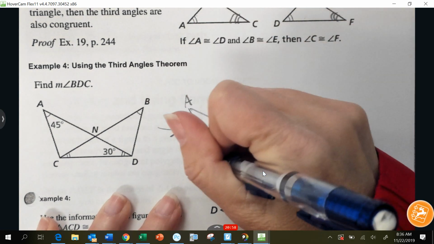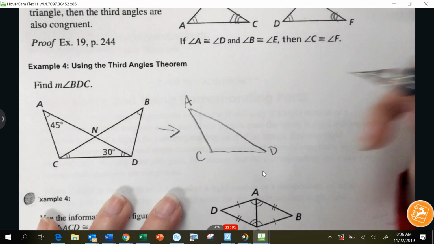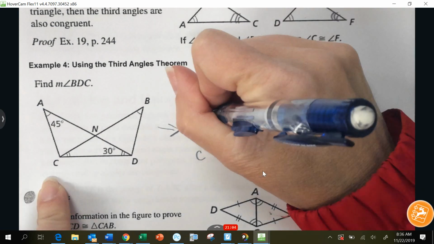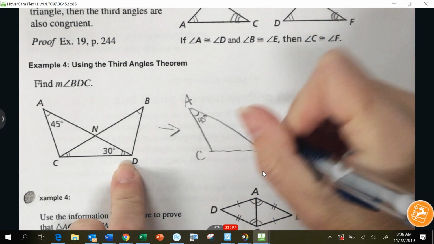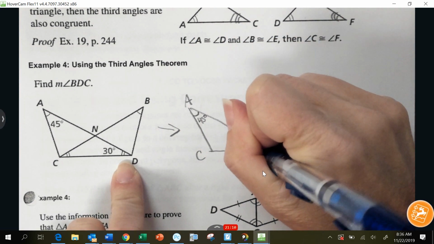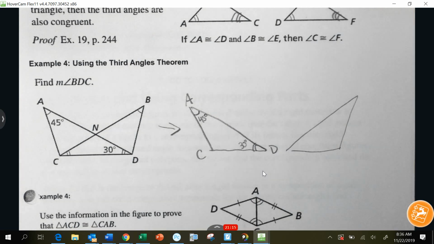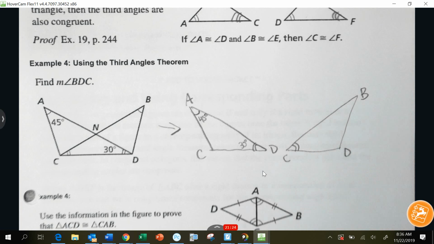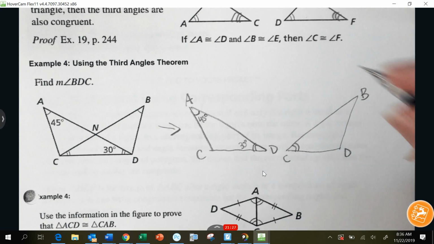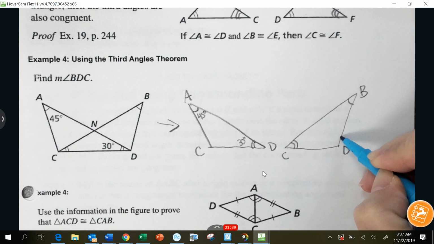So this is A, C, D. And from ACD, I know that A is 45 degrees and D is 30 degrees. Okay? And then I have the other triangle, which is CDB. C is marked with 2 arcs. B is marked with 1 arc. And we have to find angle BDC. We have to find this angle right here.